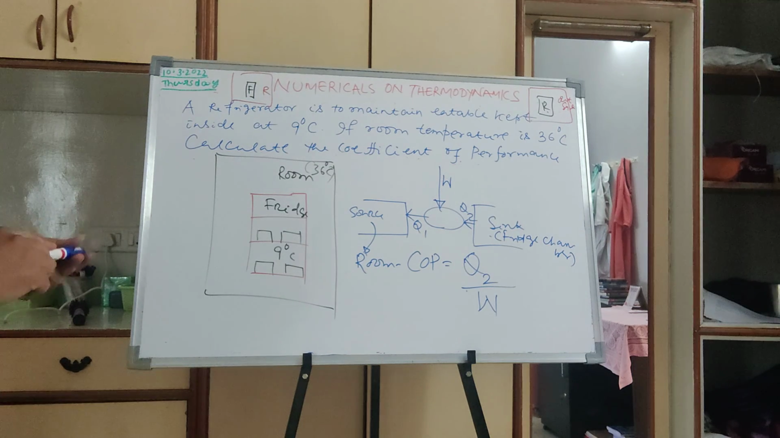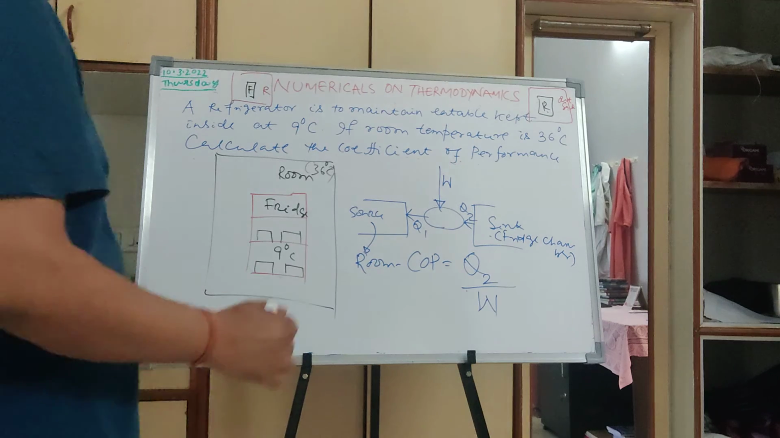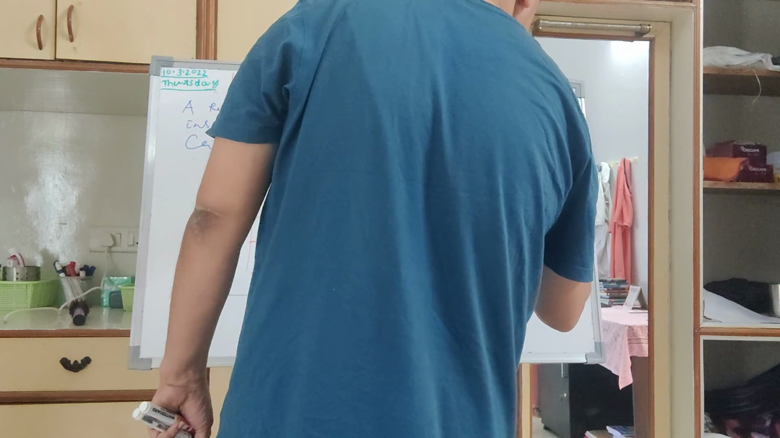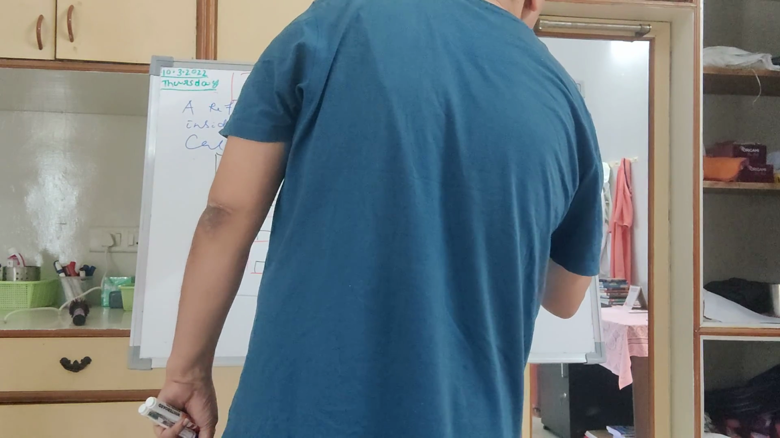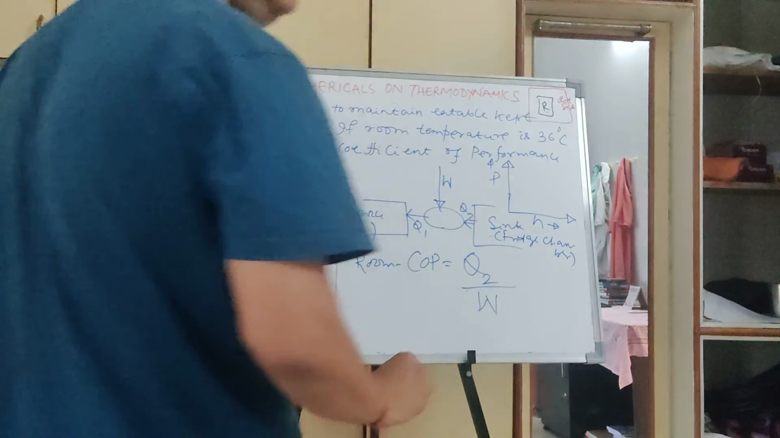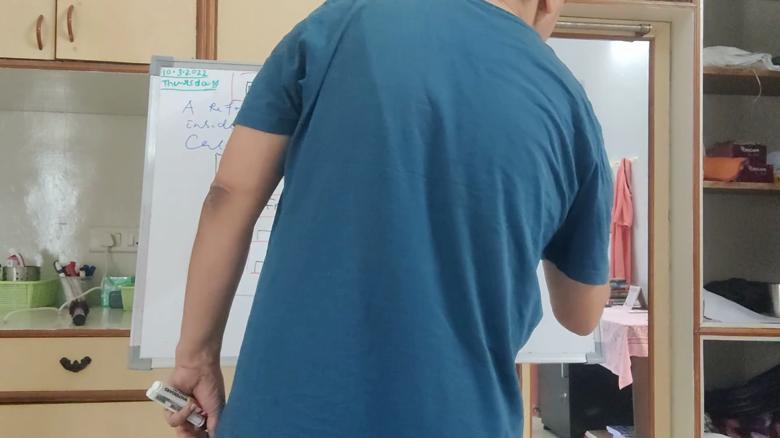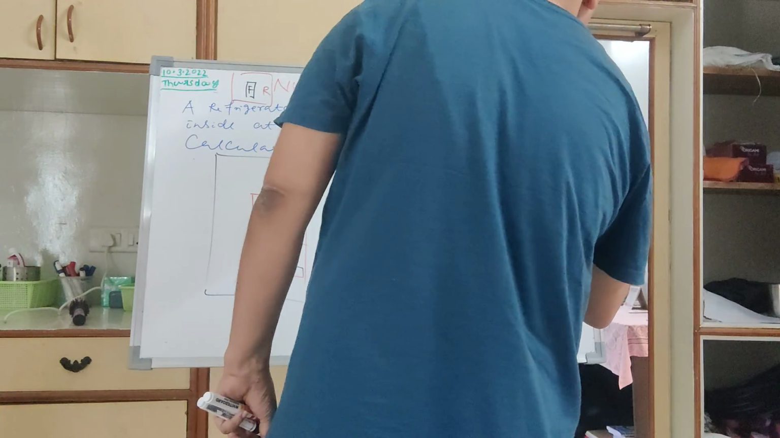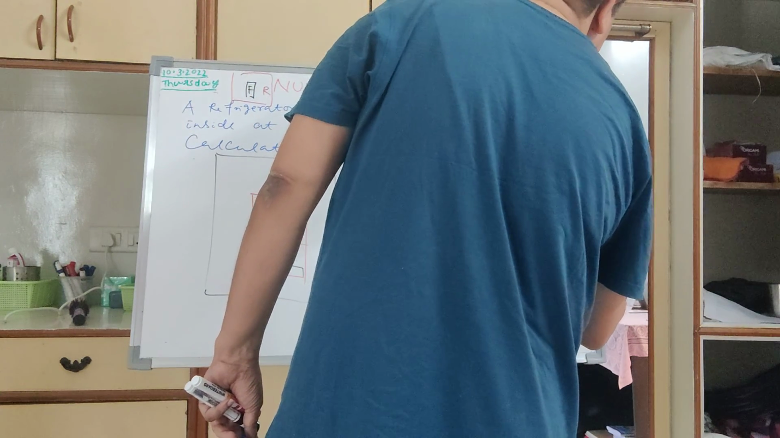Okay. So it is not in your scope till 12th, but there is something called a pH diagram and the TS diagram of refrigerator or air conditioning. The pH diagram is otherwise called the pressure versus enthalpy diagram. Okay, so this diagram looks like this.